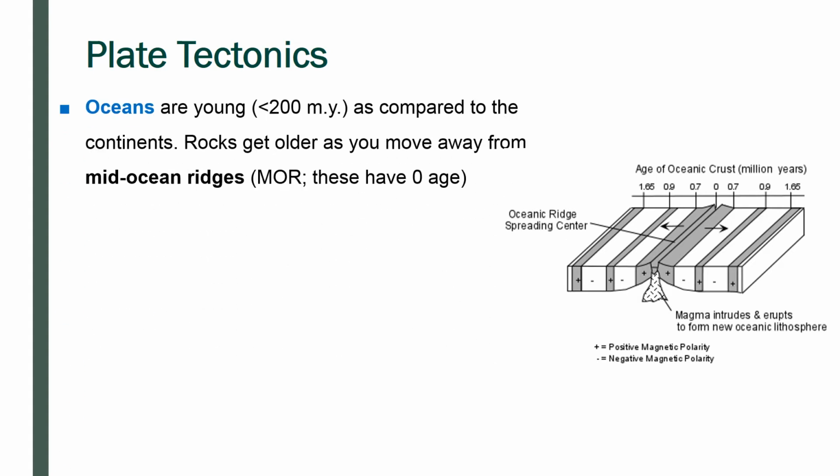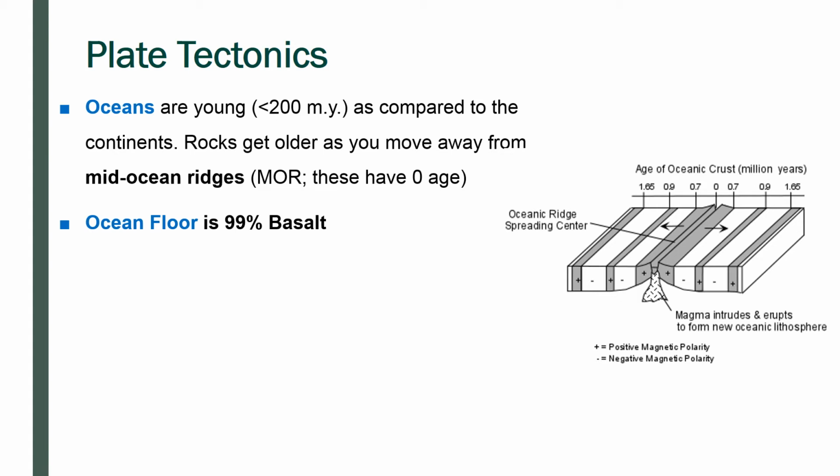Also, we were surprised that we can tell that the oceans are young, less than 200 million years, compared to continents. So continents are older than oceans. And rocks get older as you move away from the mid-ocean ridges. Mid-ocean ridge is the area in the middle of the ocean floor, where you see the magma coming out, as you see from this picture, and they travel apart from each other. We call it MOR, or mid-ocean ridges.